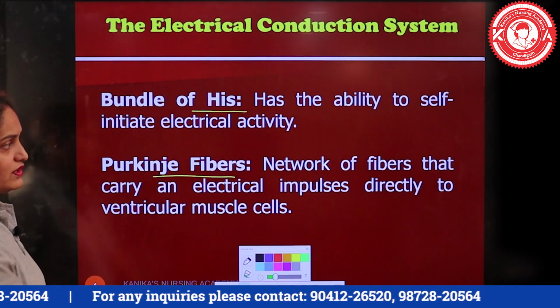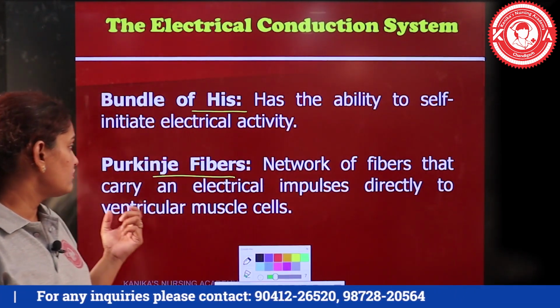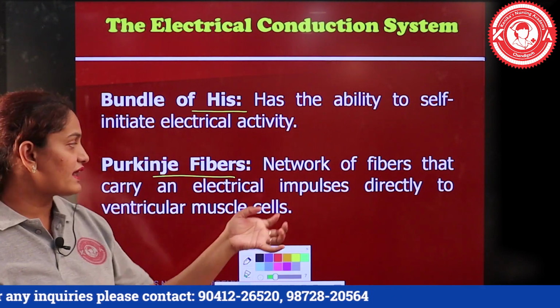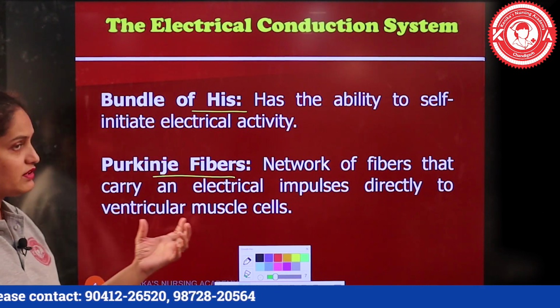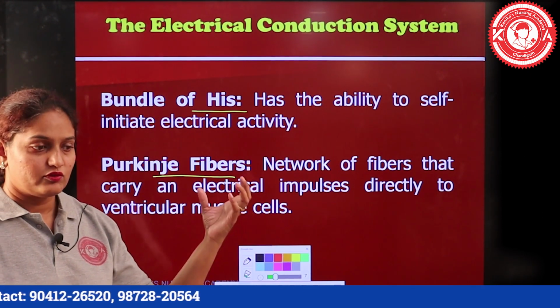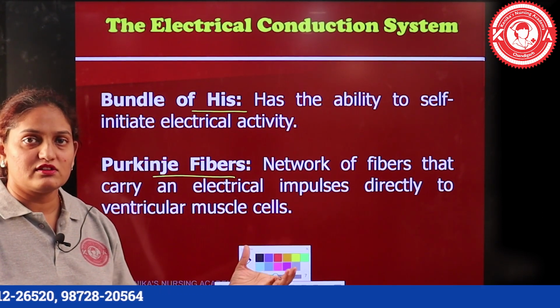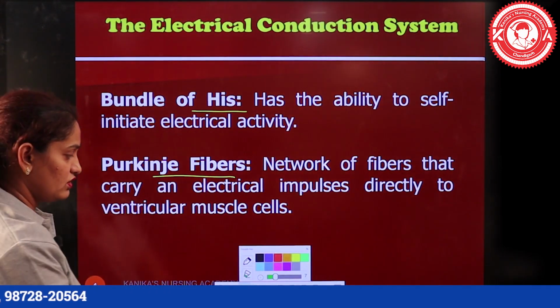Then the Purkinje fibers, these are the network of fibers which carry an electrical impulse directly to the ventricular muscle cells, and the Purkinje fibers are the point where the impulse, when it reaches, causes the ventricular contraction to occur.